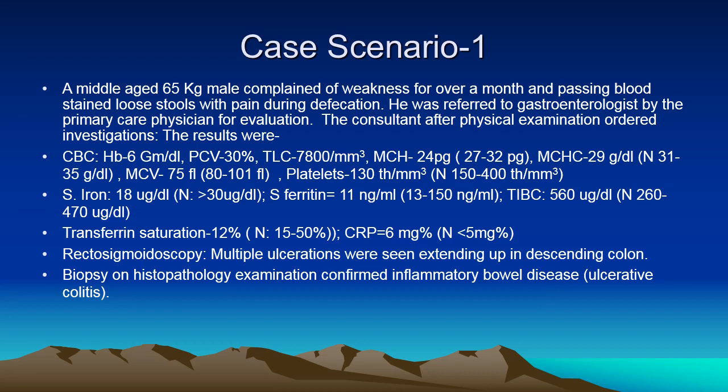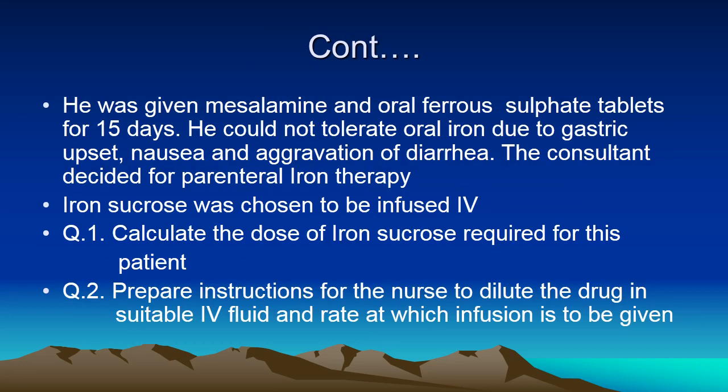Serum iron was low, ferritin was also low, iron binding capacity increased, and transferrin saturation decreased. There was elevation of C-reactive protein. Rectosigmoidoscopy was also done, and multiple ulcerations were seen extending up to the descending colon. It was sent for biopsy, and histopathology examination confirmed ulcerative colitis. He was given mesalamine orally and ferrous sulfate tablets for 15 days. He could not tolerate oral iron due to gastric upset, nausea, and aggravation of diarrhea.